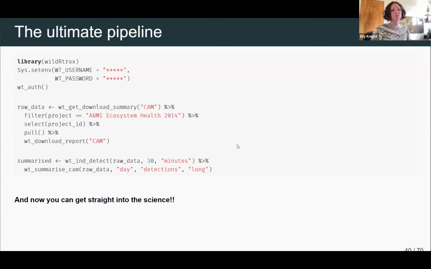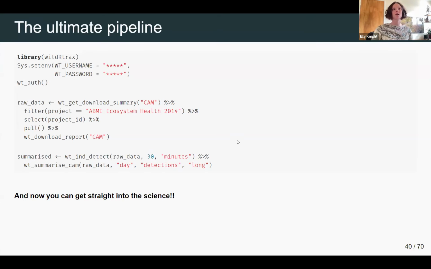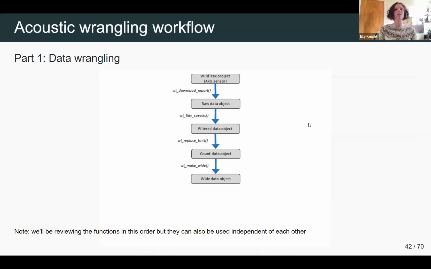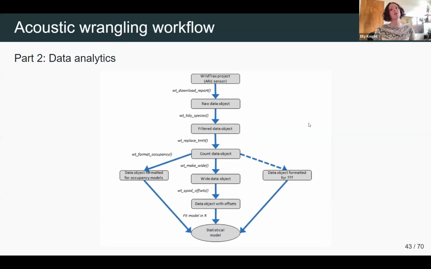So we're going to look at some similar functions on the ARU side. We're going to look at some similar functions on the ARU sensor side. We're going to do some wrangling with acoustic data and then a couple functions that'll get us into analytics. So we'll do 2 parts. First, we're going to look at 3 different functions for data wrangling that will help you kickstart your analysis. We'll be reviewing the functions in this order, but they can also be used independent of each other. And then we're going to look at a couple data analytics models that'll get you straight to your statistical model.